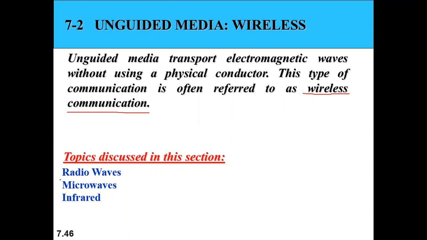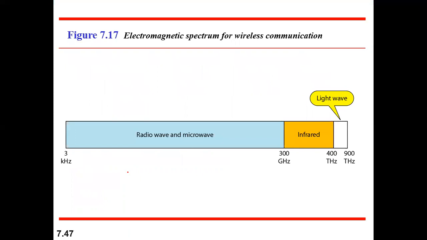Now we'll be looking into three different types of signals that are used in wireless communication. One of them is radio wave, another one is microwave, and infrared. Now we already went over these three very briefly in class, so let's look a little bit into the details. All right. So normally when it comes to wireless communication, in the electromagnetic spectrum, frequencies ranging from 3 kilohertz to 900 terahertz are used for wireless communication.